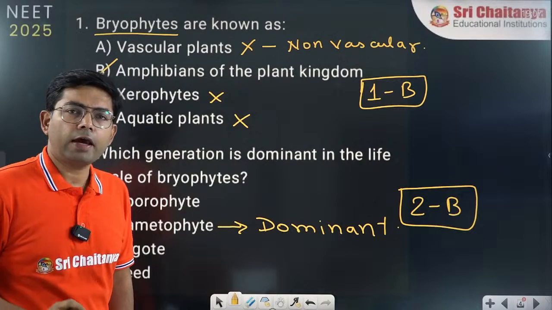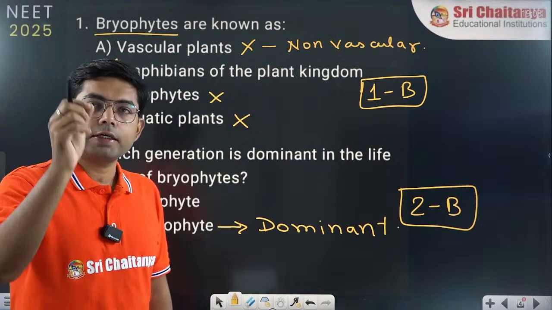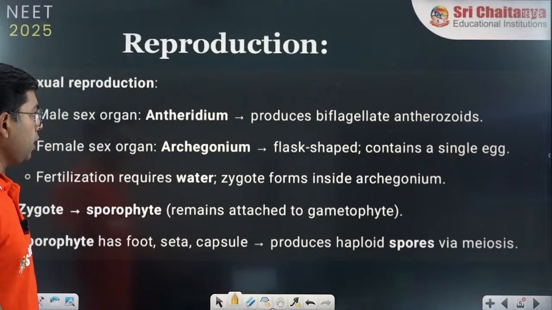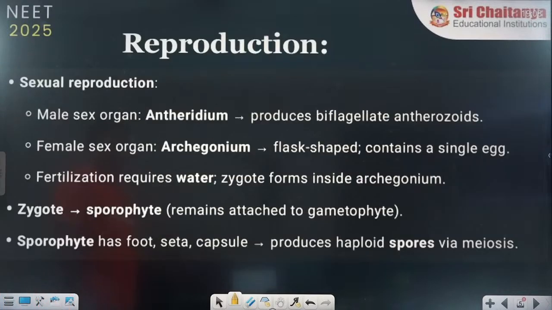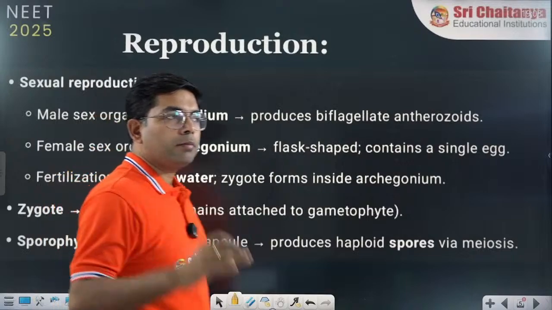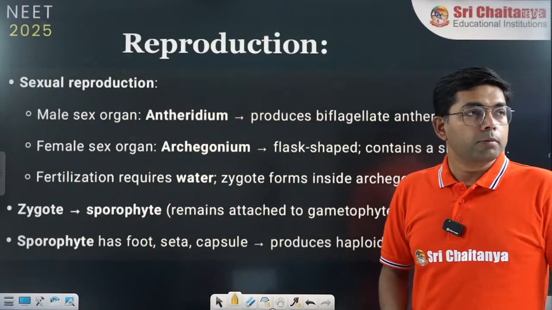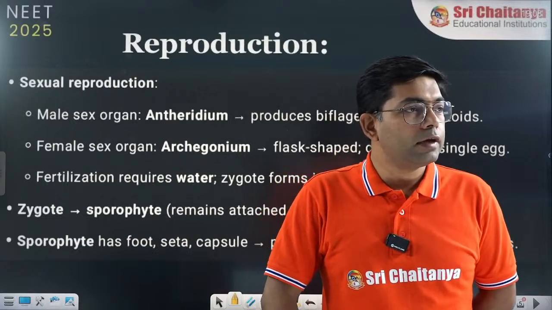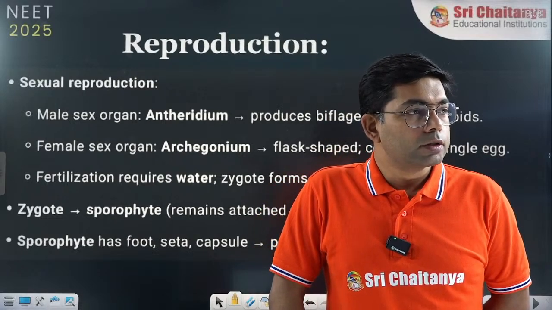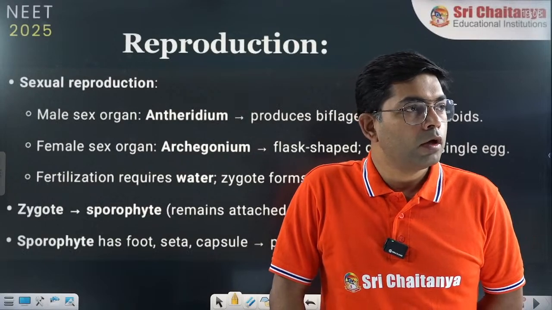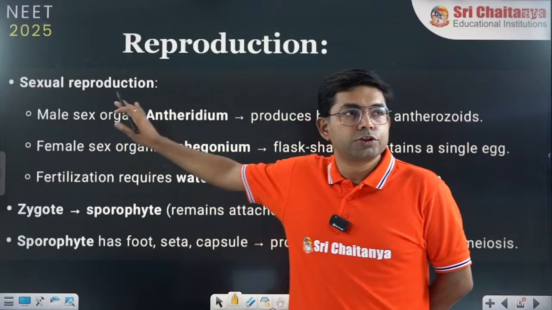So here we have seen that in bryophytes, gametophyte and sporophyte are the two stages. Before we look at reproduction in bryophytes, I can see most of you have given the correct answer. Very good. So now let's move ahead with this topic.